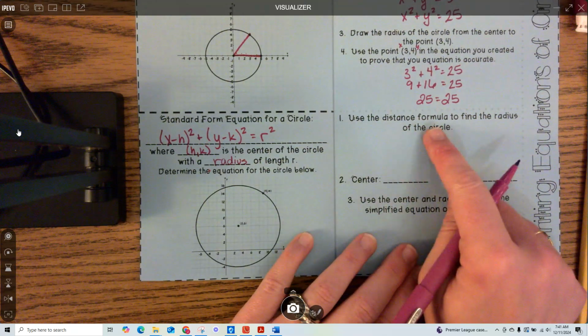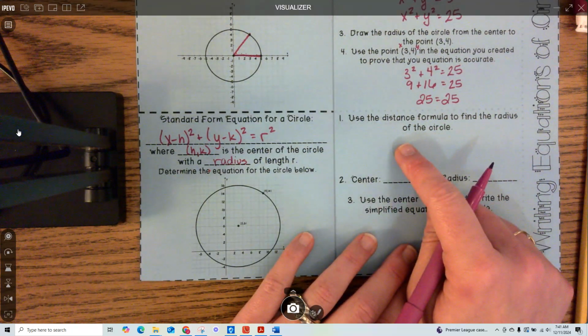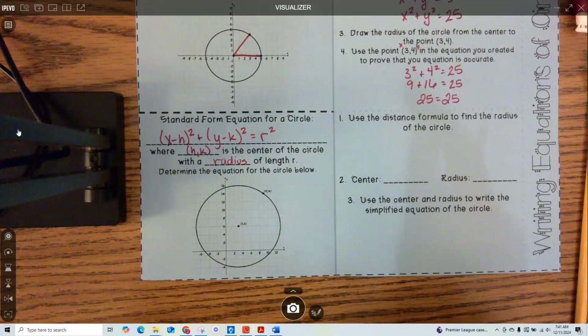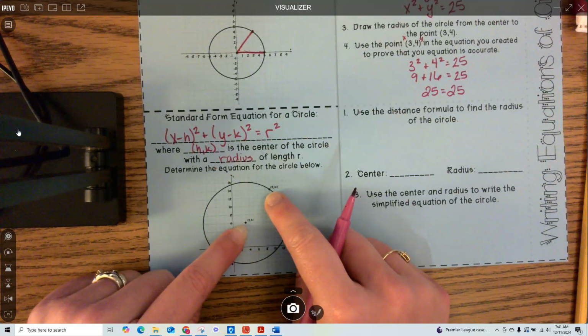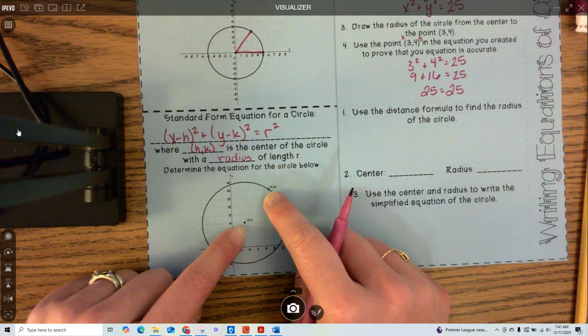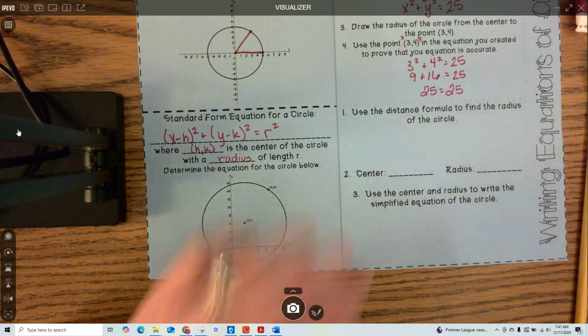Determine the equation for the circle below. So it says use the distance formula to find the radius of the circle. So how can we do that? We have these 2 points here. We can use those points in the distance formula.